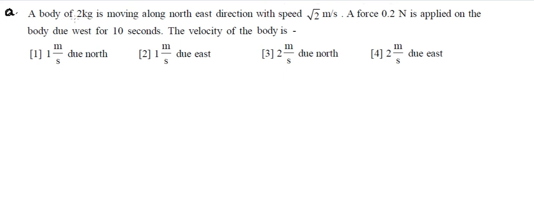A body of 2 kg, so that's the mass of the body, which is a scalar number, is moving along northeast direction with a given speed √2 meter per second. So that's the magnitude and this is the direction. So the entire thing becomes velocity. A force, which is a vector quantity of this value, is applied on the body, and this is due west, so it's towards west, and this has been applied for 10 seconds. So the time is also given to us, which is a scalar quantity. We need to find the velocity of the body after that.